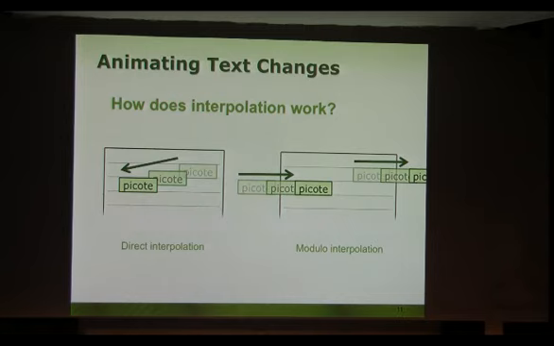Basically, we have two different kinds of motion one can choose to use. First, we have what we call direct interpolation. That is basically a linear interpolation from the starting position of a word to its endpoint. Or we have, on your right, the modulo interpolation. That is the motion we can observe in text editors.